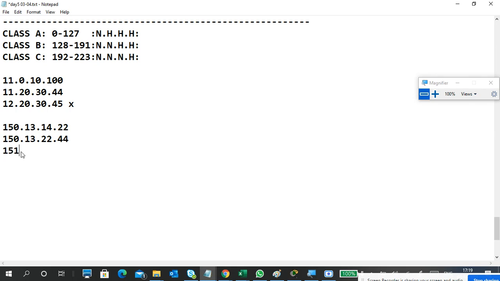For example, if I take 151.13.22.45, this won't communicate with these two PCs. Why? Because of a different network portion. This is 150, this is 151. Take 150.14.22.46. This also won't communicate with this network. Why? Because the 150 is the same, but here it is 13 and 14. So you have to verify all the network portions.